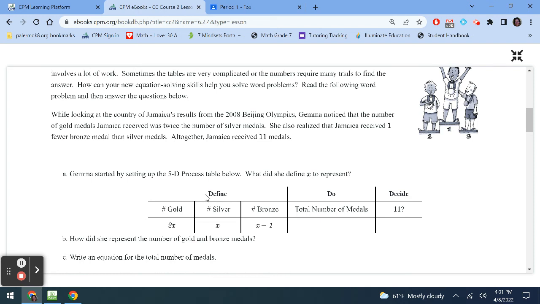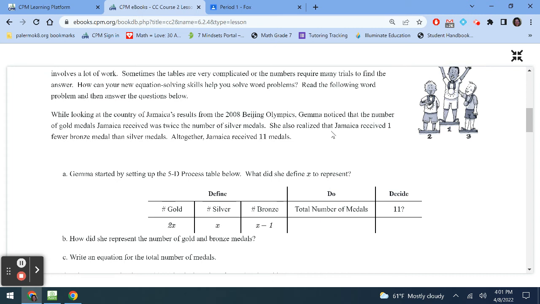So she started doing the table like in the previous chapter that you did not learn yet, and that honestly I don't teach anyway. But we do need to know, what did she define X to represent? So what is X for this problem? I can look at this table right here and get that answer, but that's not necessarily going to help me in the future.